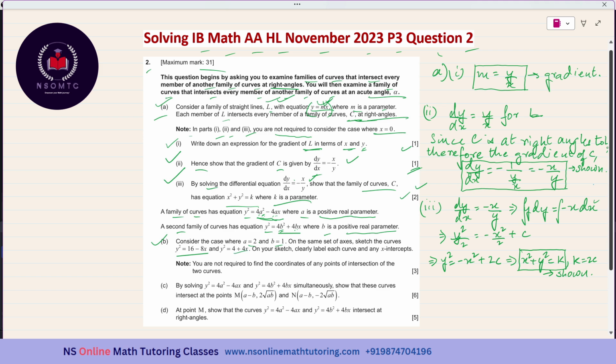On your sketch, clearly label each curve and any x intercepts. Note, you are not required to find the coordinates of any points of intersection of the two curves. It is containing 3 marks. And since it is a paper 3 question, we may use the calculator for getting the graphs.